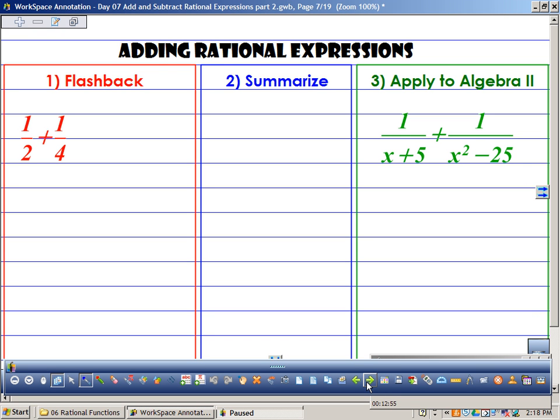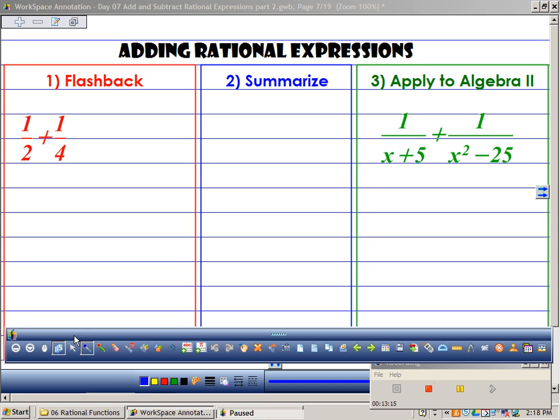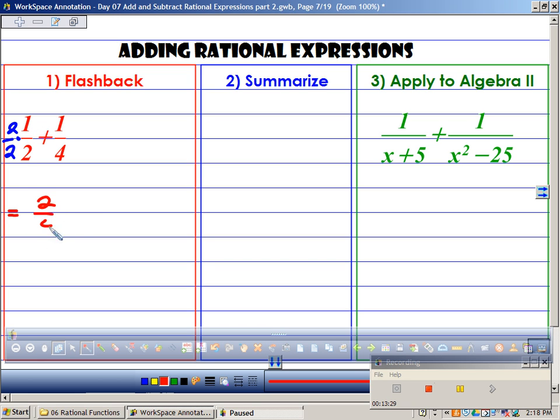All right. Adding rational expressions. So let's use numbers and then compare them to applying it to Algebra 2. All right, so if I have 1/2 plus 1/4, I don't have the same thing in the denominator. I don't have common denominators, right? So I have to make this one, multiply by, I'm going to use 2 over 2, so that it can become 2 times 1 is 2 over 4, plus 1 over 4 equals 3 over 4.